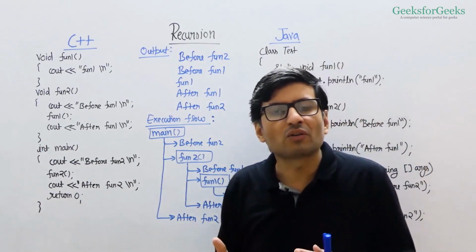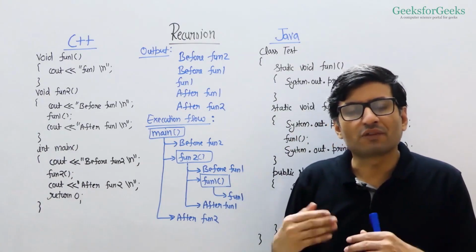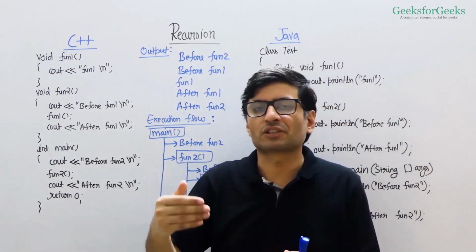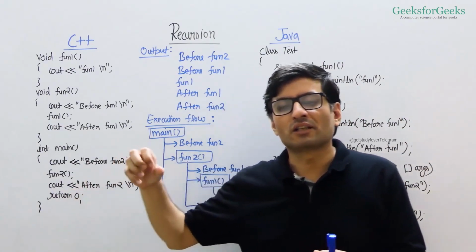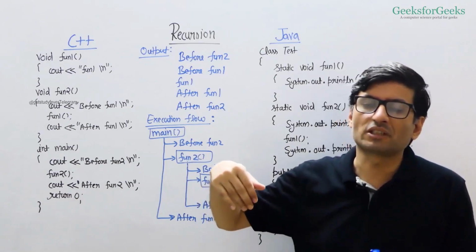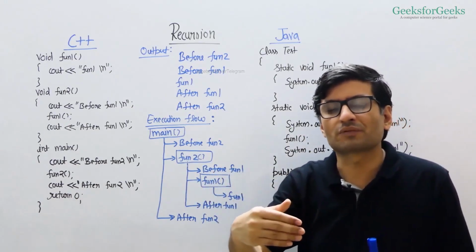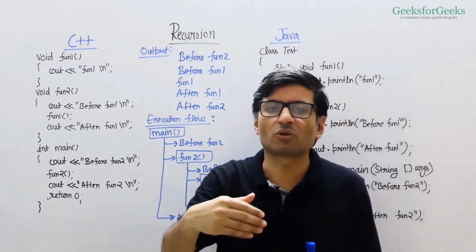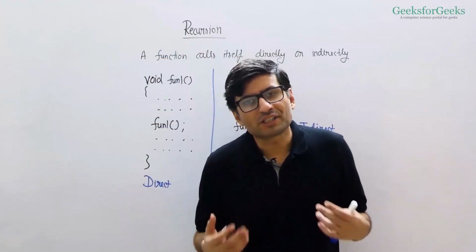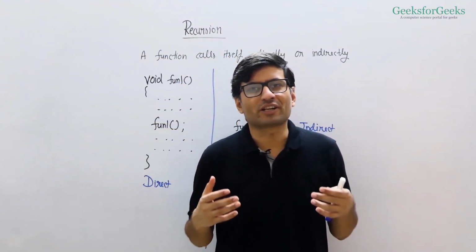I hope you now understand how function calls work. If there is a function which is calling another function, which is calling some other function, then the last called function finishes its execution first. It gives the control back to its caller. Then when the caller is finished, it gives control back to the caller of the caller, and this is how function calls execute. Now we understand how function calls work. Let us now take a look at recursion.